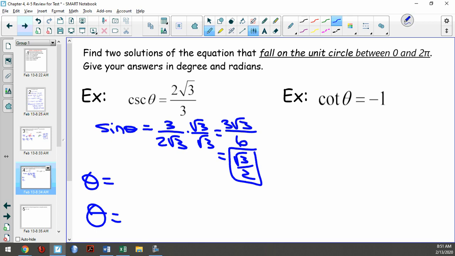The sine x or sine y? Sine is your y value. So if I'm looking at my quadrants, sine is positive in what 2 quadrants?